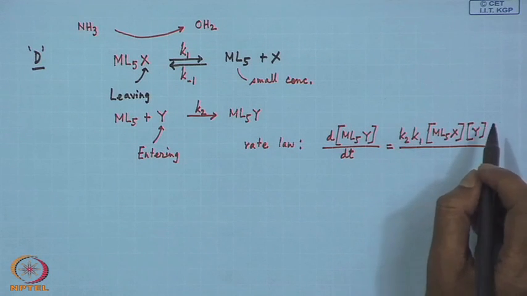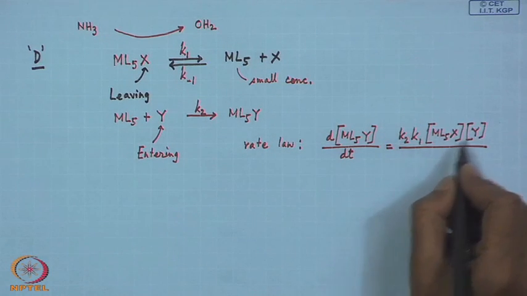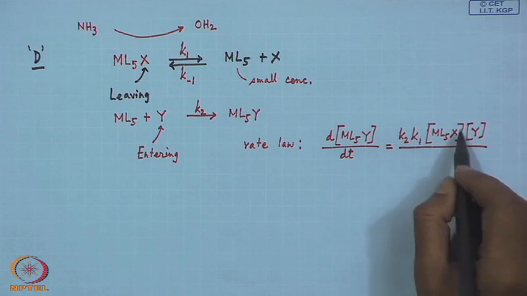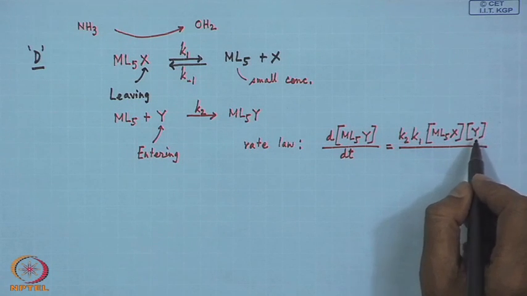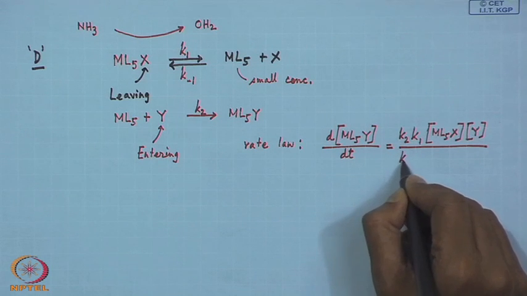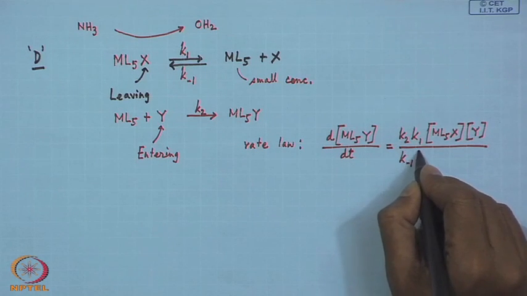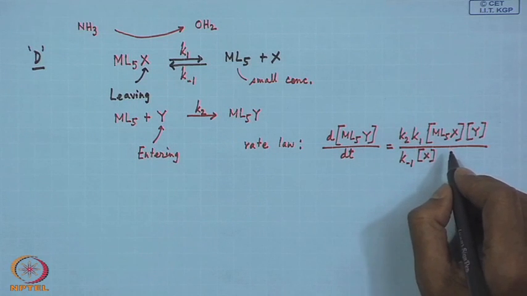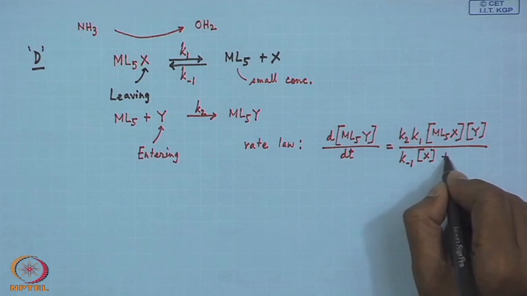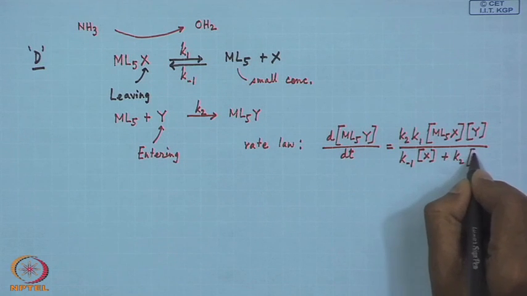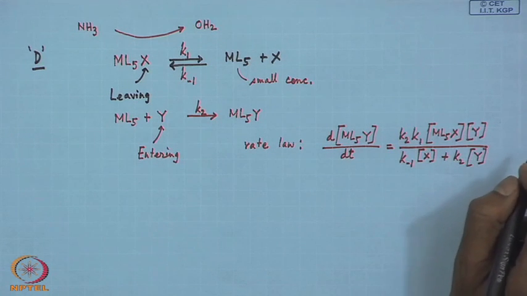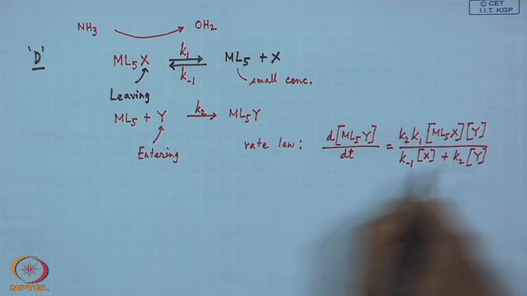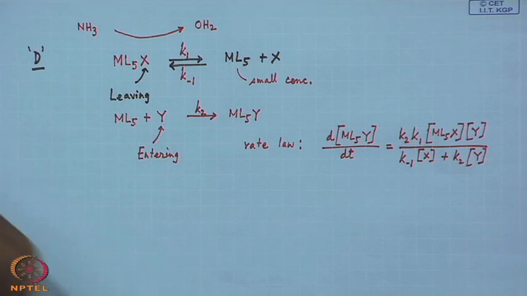So, in this case, that means for the dissociative case, it is dependent on the concentration of the compound which is reacting as well as the corresponding concentration of the entering ligand, and the corresponding decrease in concentration of this dissociation is the K minus 1 X plus K2 Y. So, this particular rate law is typically giving us the corresponding rate law for this dissociative mechanism.